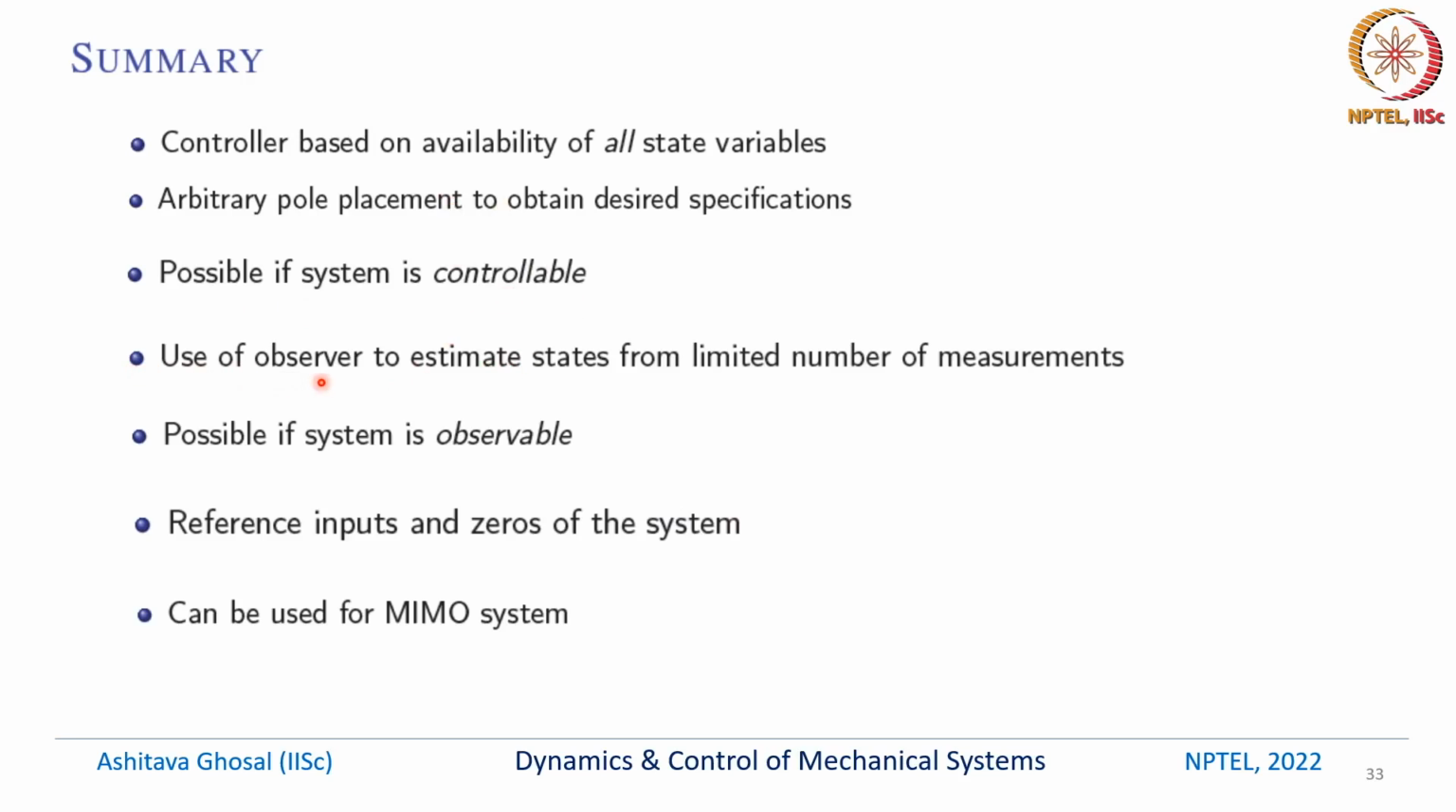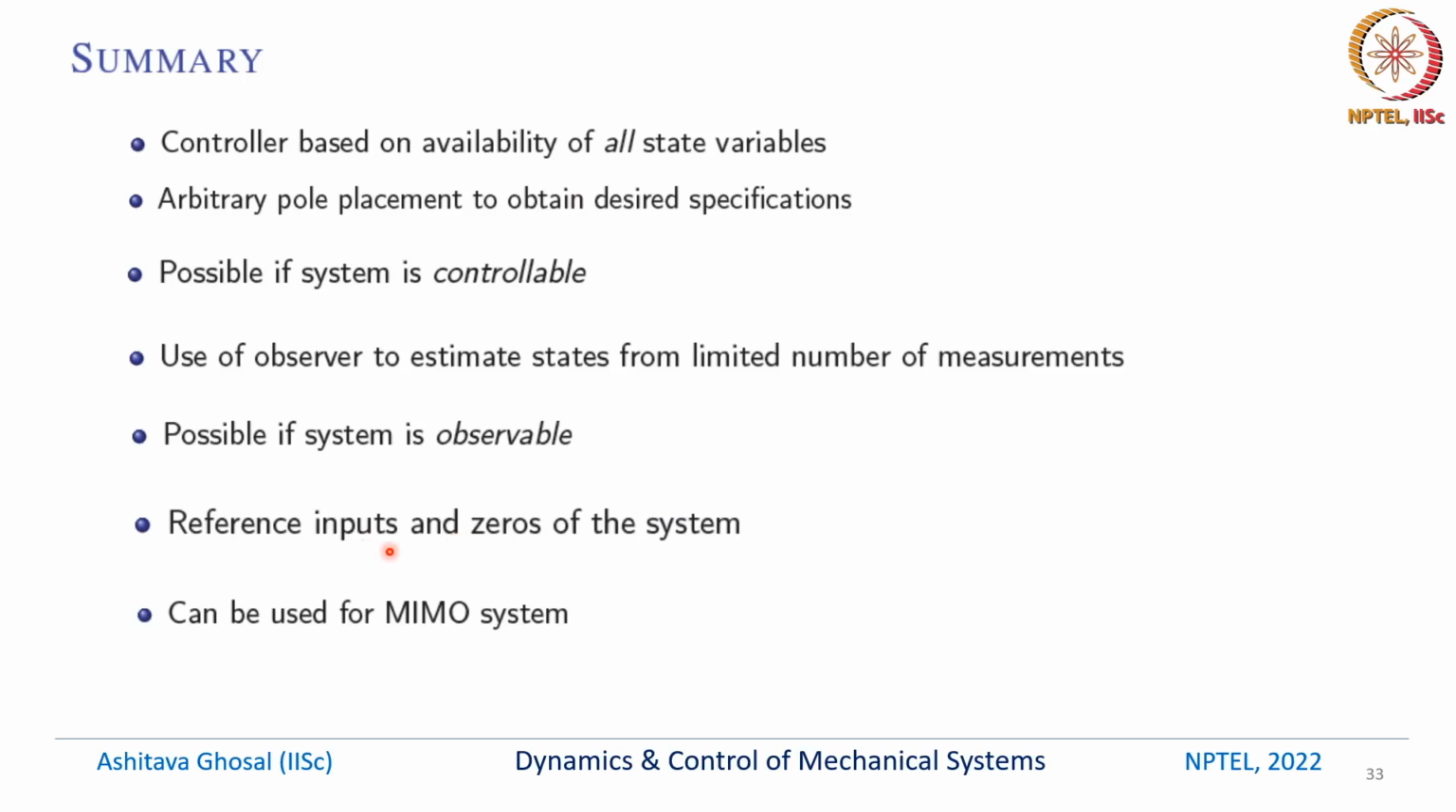We can also use observers to estimate the states if you have a limited number of measurements. So we do not want to measure all the states, especially if the system is large, when the number of state variables is large. In that case, we use an observer. We can use these observers to estimate the states, and we can design these estimators such that x hat will very quickly follow x. And when is this possible? It is possible if the system is observable.